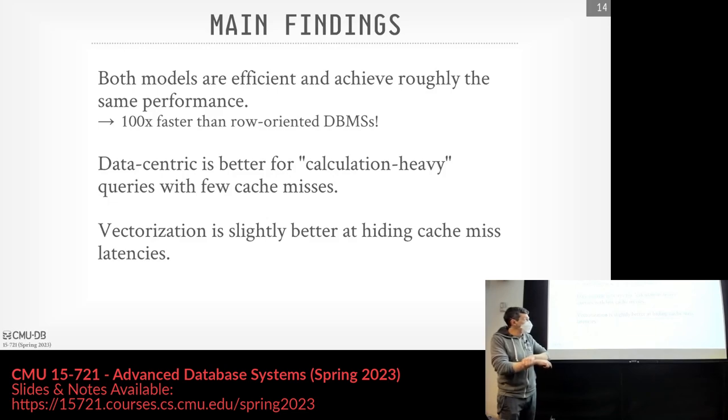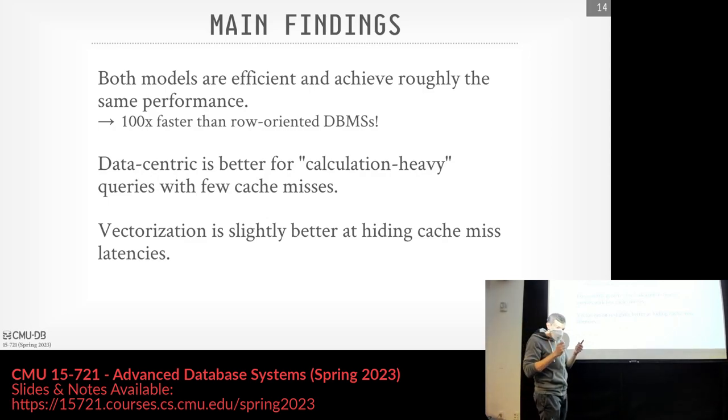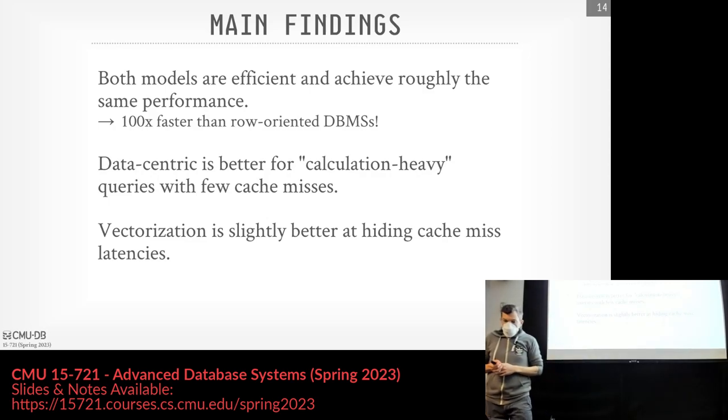In the case of the hyper approach, it's going to be better for calculation-heavy queries with few cache misses. Again, we have the for loop iterating over a single tuple, and if the amount of work you do per tuple is computationally expensive, keeping everything in your CPU registers and operating on that one tuple at a time is going to be better than using batches. And the vectorization approach would be better for hiding cache miss latencies.